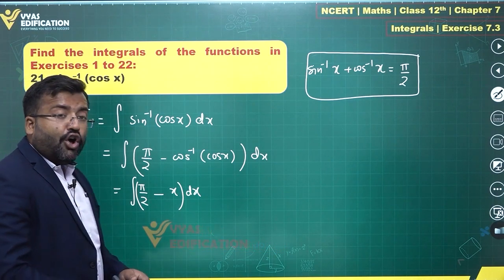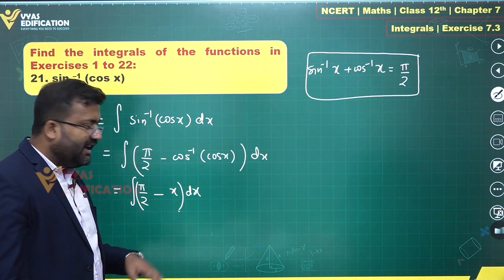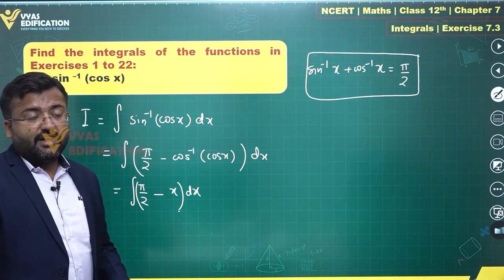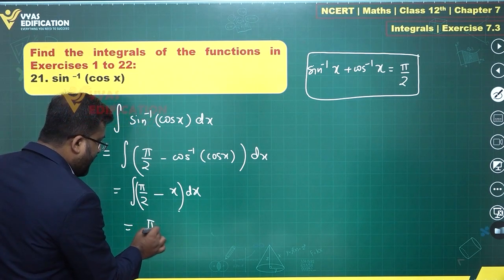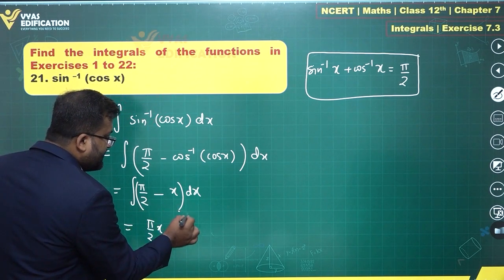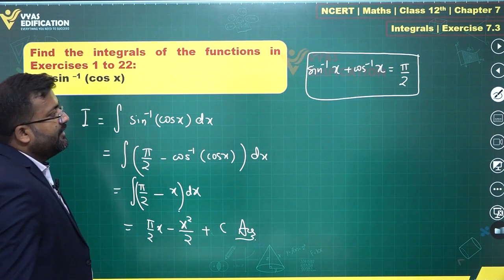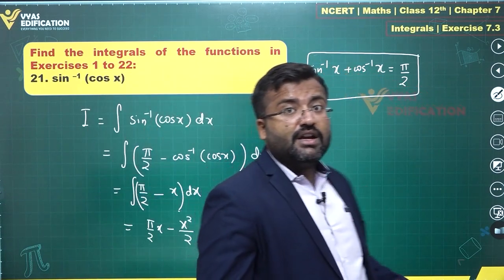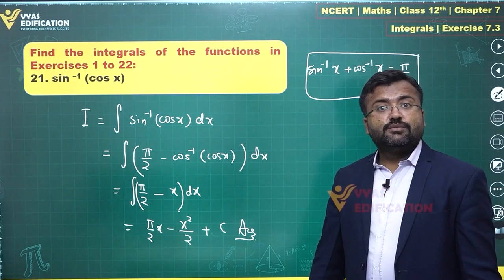Okay. What about all the other possible results of cos inverse cos x? No, we will not be dealing with this. We will be only dealing with the standard interval over here. Right. And now integration is pretty simple. This is pi by 2, which is a constant. Integral of 1 will be x. Integral of x will be x square by 2 plus a constant. And this is what you get. That's the final solution with the help of this result over here. This is the solution of this particular question.